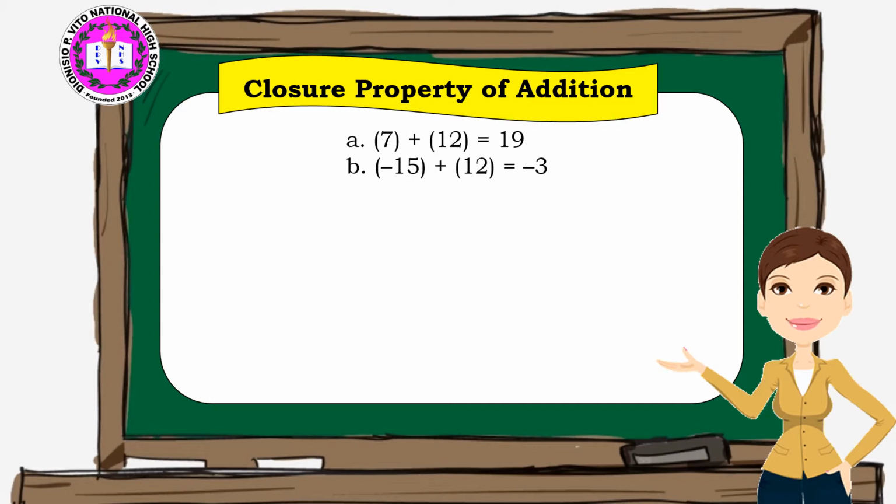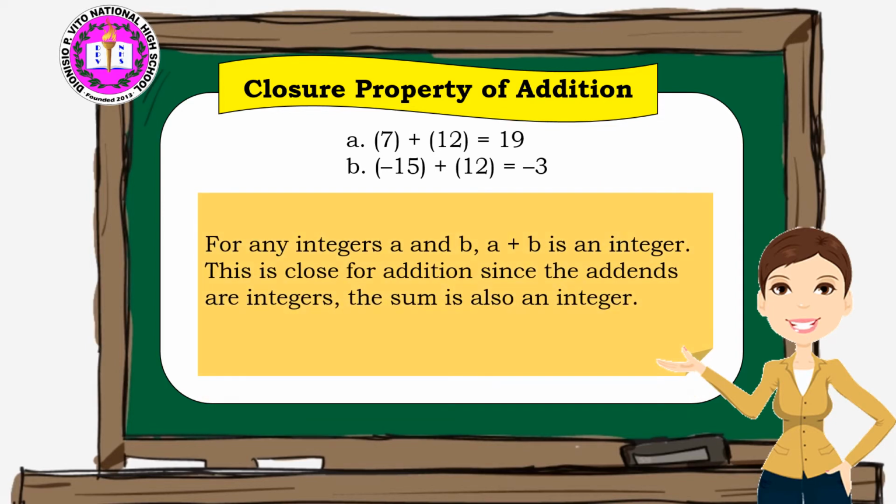Another example is negative 15 plus positive 12 is equal to negative 3. For any integers a and b, a plus b is an integer. This is closed for addition since the addends are integers. The sum is also an integer.